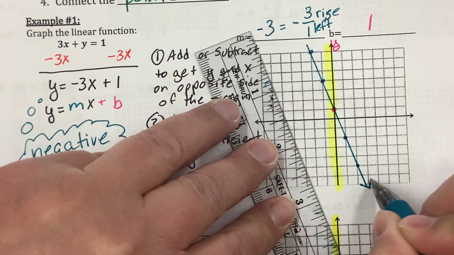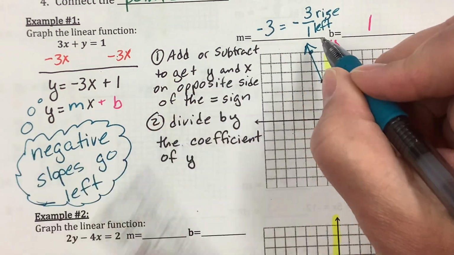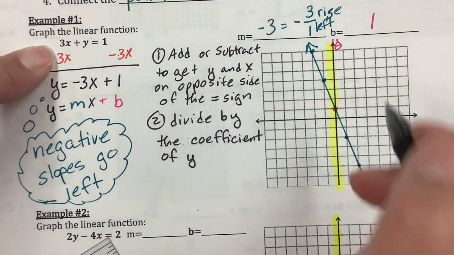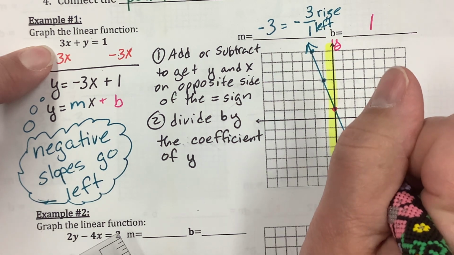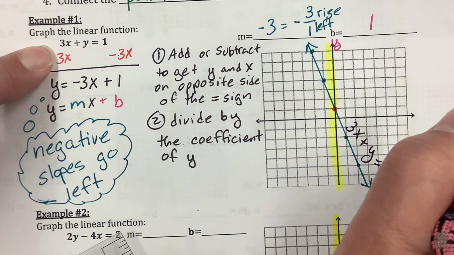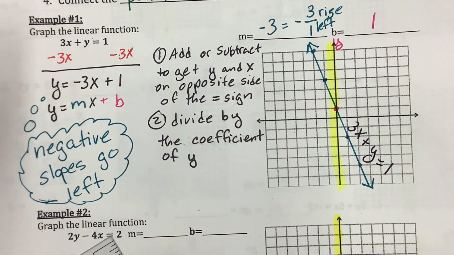put an arrow on each side, and then you go back and you rewrite the original equation, 3x plus y equals 1, on your line. 3x plus y equals 1. Okay, that's not too bad. Let's try the next one.